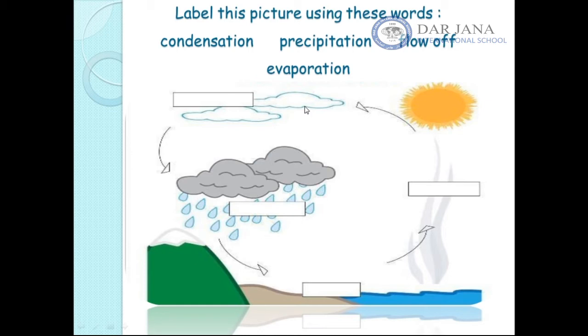The word cloud starts with C. Condensation also starts with C, and cools down starts with C. So remember these clues. When I have clouds, they will be full of water droplets. But the clouds cannot hold these water droplets for a long time. When they become so heavy, it will rain, as you can see in this part of the picture.